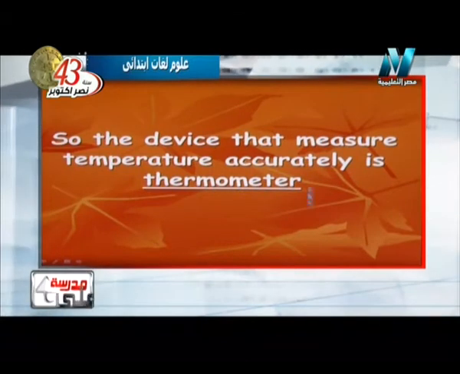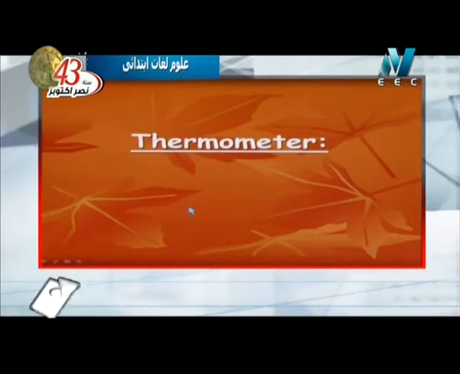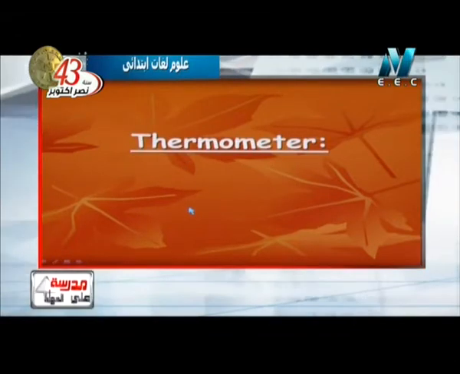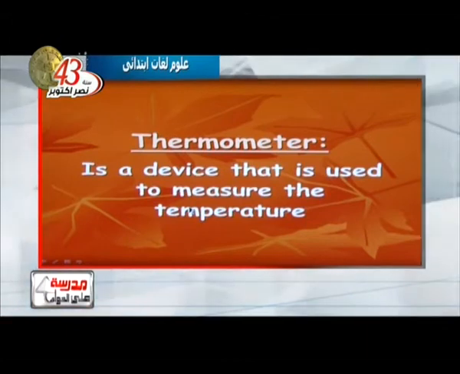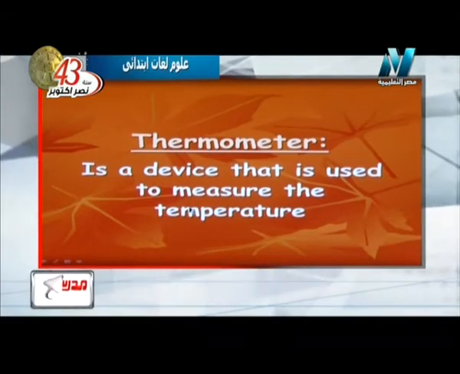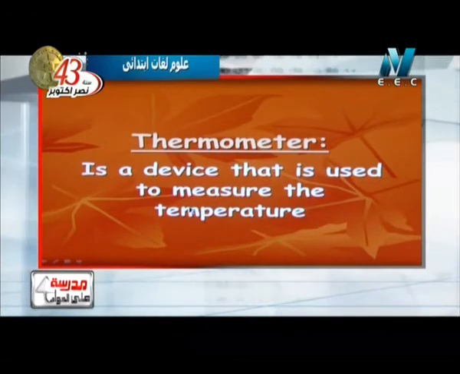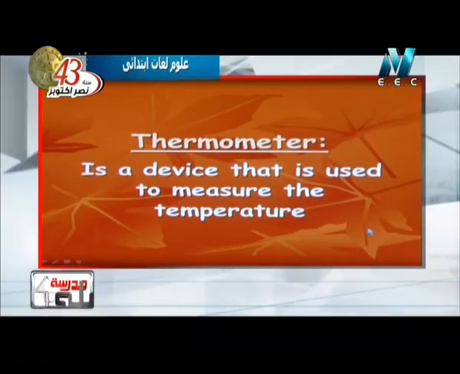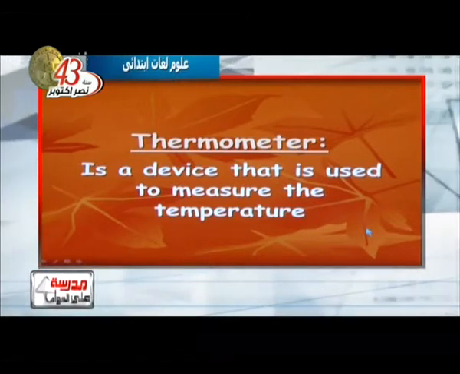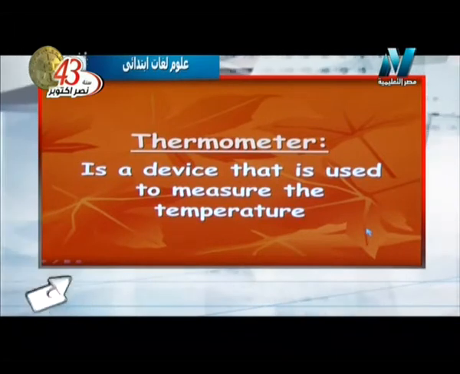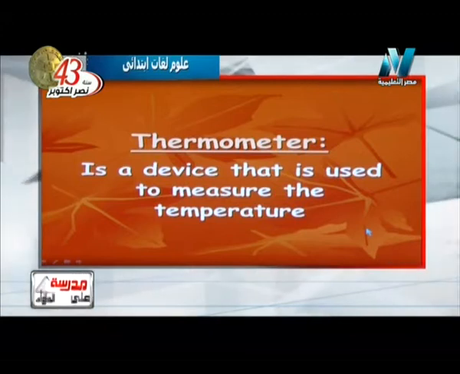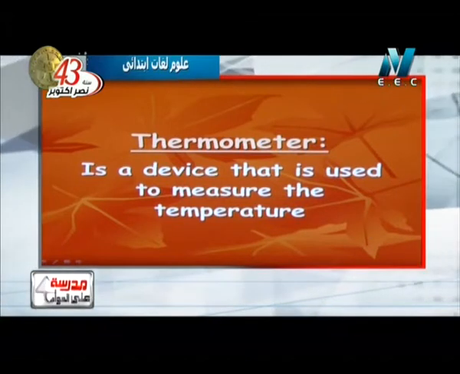the thermometer. So what about the thermometer? We can say, a very easy definition, the thermometer is a device that is used to measure the temperature accurately. Thermometer هو الجهاز اللي بيقيس الحرارة بدقة. So we can say thermometer is a device that is used to measure temperature accurately.